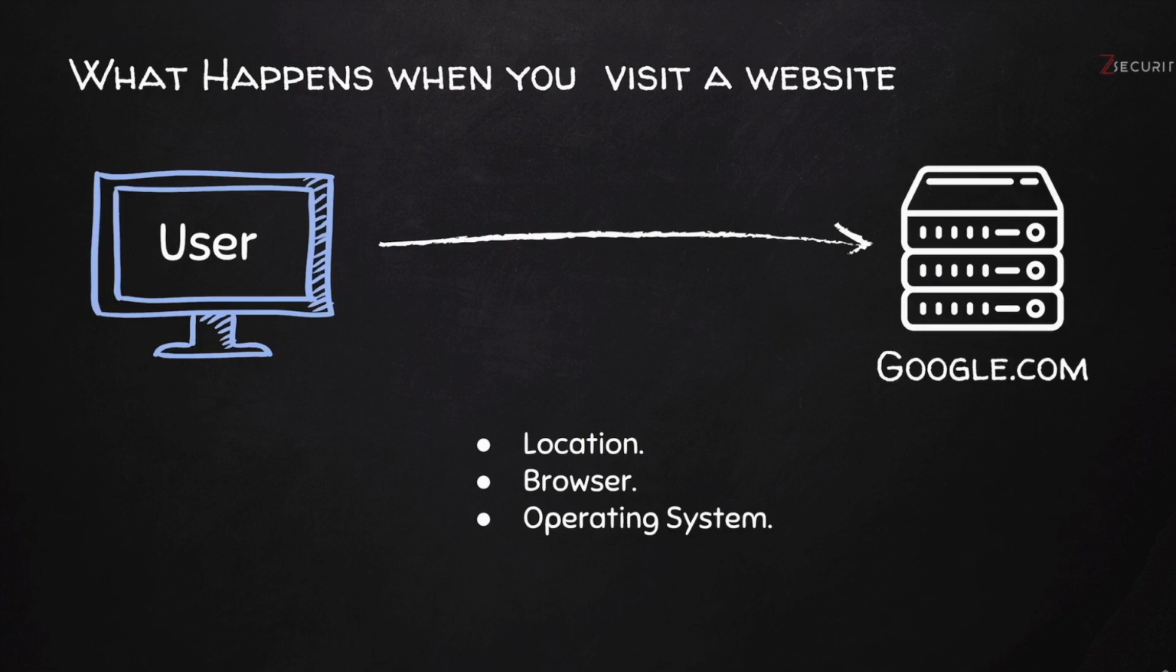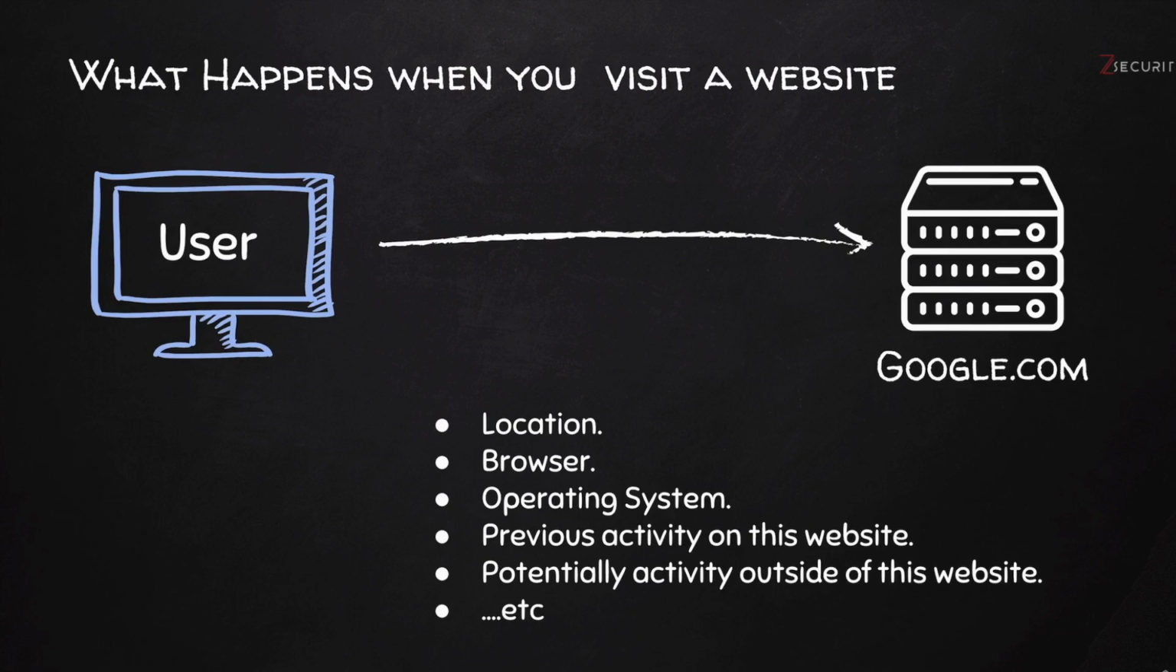And it doesn't stop there. For example, because you use Google to search for a lot of things, Google can see everything you search right now and even everything that you searched before. Not only that, but again, big websites such as Google and Facebook, they can even potentially access your activity outside of these websites.